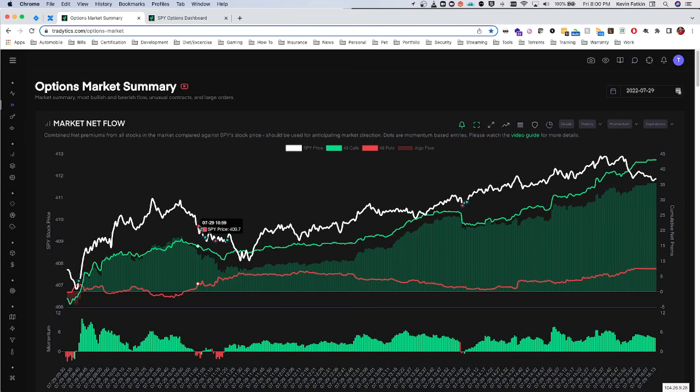The shorter amount of time you use, the more signals you're going to get, and therefore the more false signals you might get. So you can see we had a bearish signal here, and this actually would have been a good one. But then down here we get a bullish signal, and yep, you do get a little move, so that would have worked out.